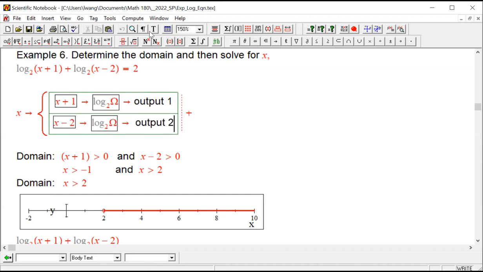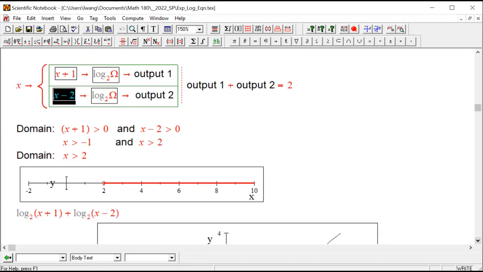Output 2. And we add these two outputs, right? So output 1 plus output 2. And the sum is 2. That's what it means. So at this point, x plus 1 has to be positive, and x minus 2 has to be positive.